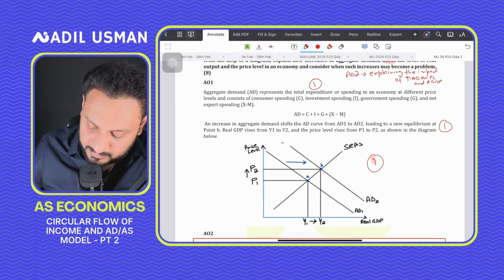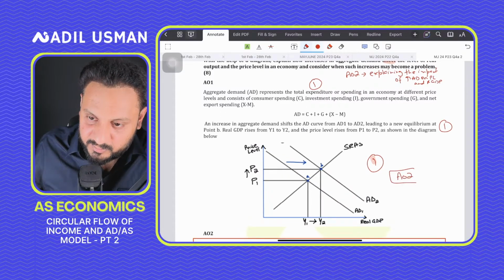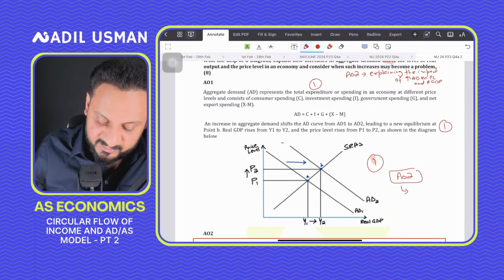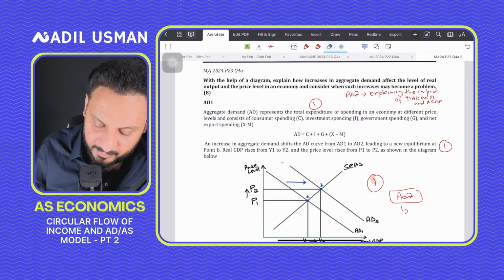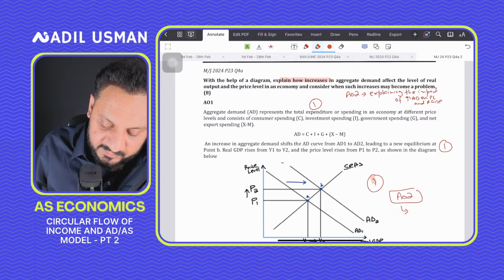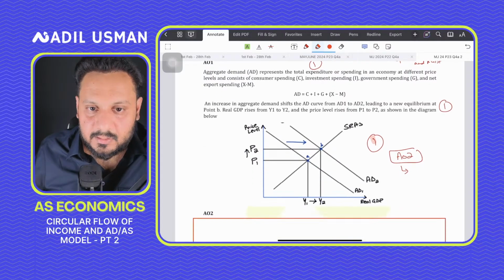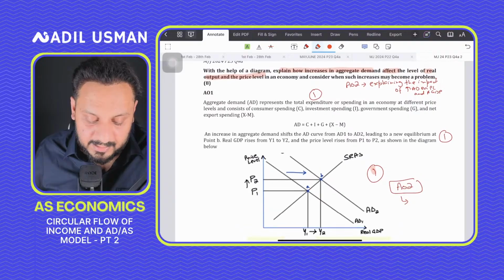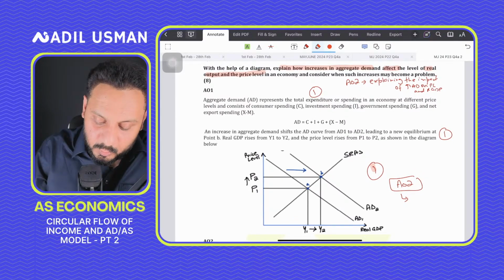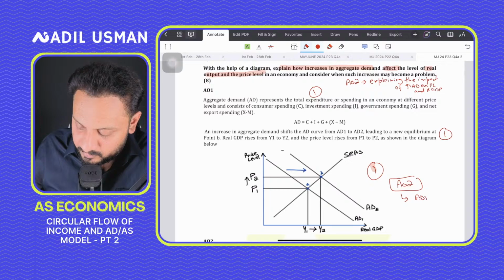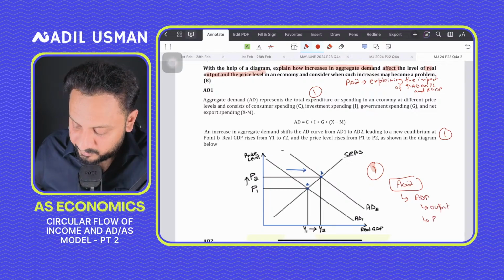Now, analysis for this question, which is this part: explain how increase in AD affects the level of real output and price level. This is what AO analysis is. You explaining when AD goes up, what is the impact on output and what is the impact on price level.